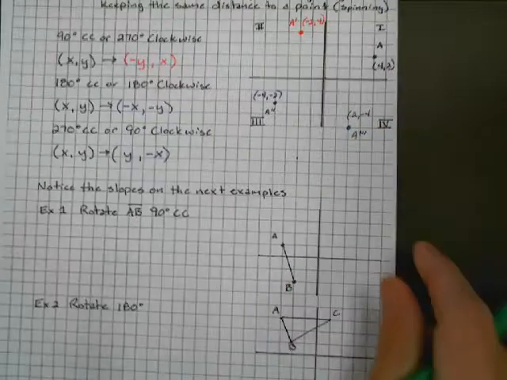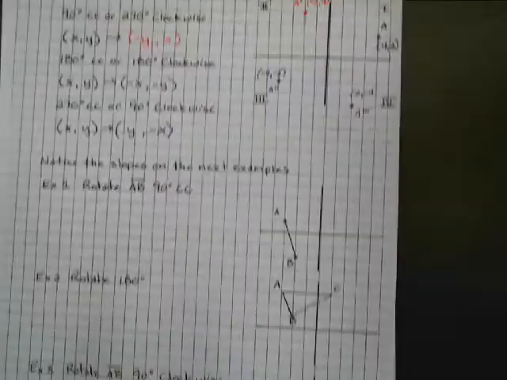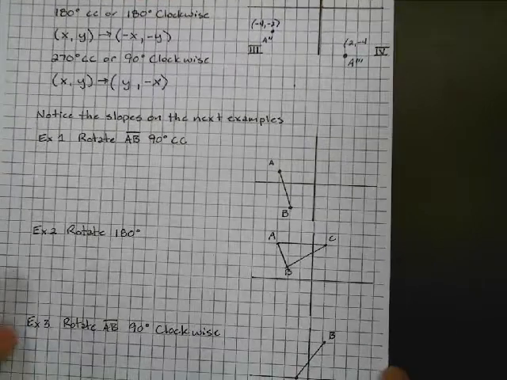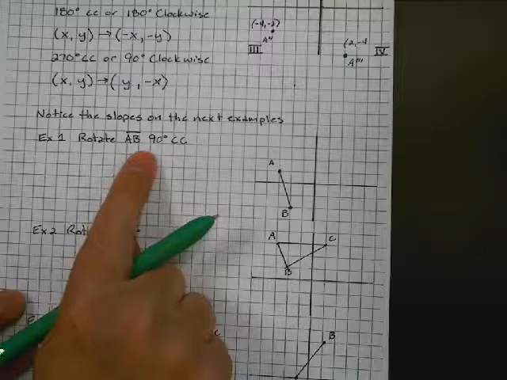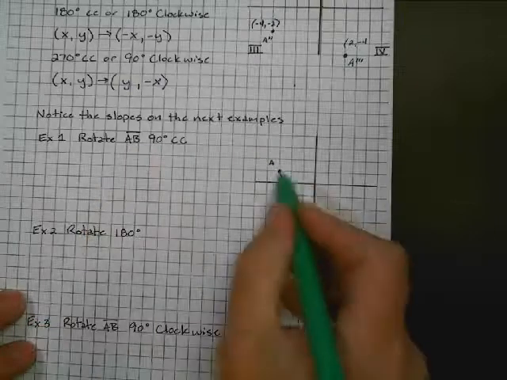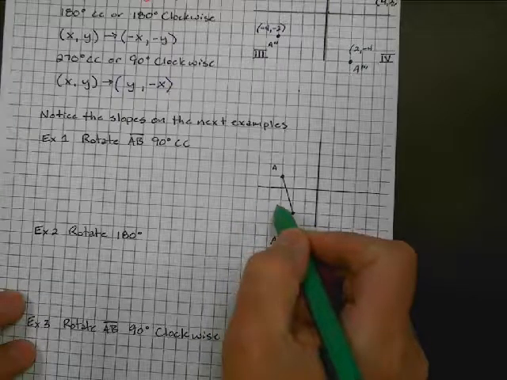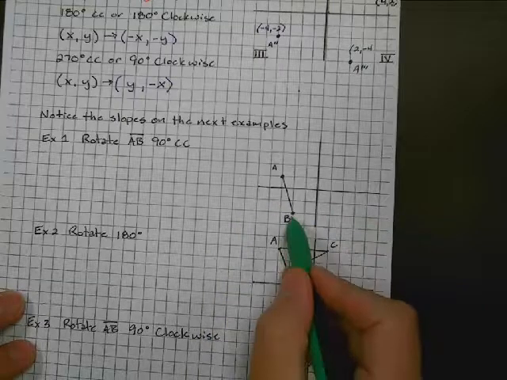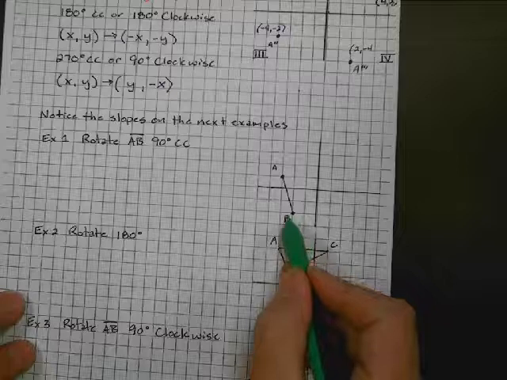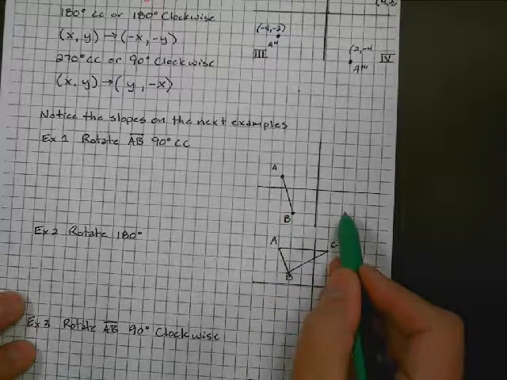All right, so now we're going to just do 3 examples real quick. I'm going to rotate this one 90 degrees counterclockwise. So since A is in the second quadrant, we would expect A to show up in the third quadrant. Since B is in the third quadrant, we would expect B to show up in the fourth quadrant.